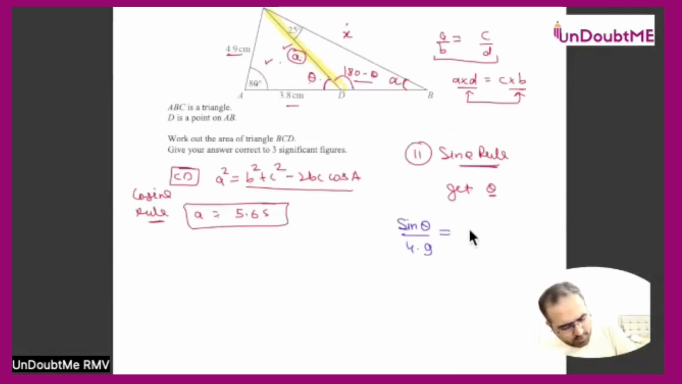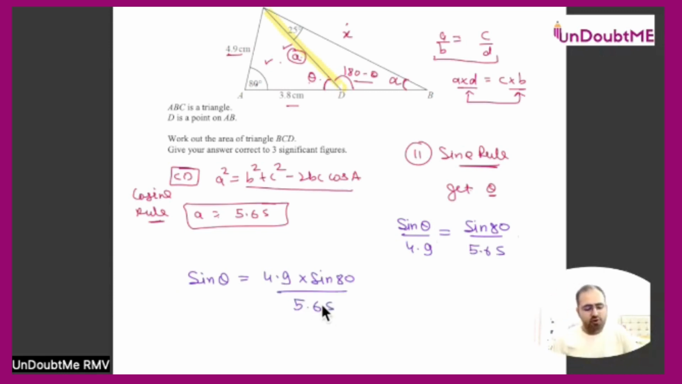80 degrees and 5.65. Sine 80 over 5.65. Okay, so what should we do now? How to solve it? Put 4.9 times sine 80, divided by 5.65. Yes, so 4.9 times sine 80 divided by 5.65, and then whatever we get, we'll just take the inverse for that. Isha, are you clear with it? Yeah. And Fatima, any doubt till now? No, sir. Divide by 5.65 and we'll take sine inverse.